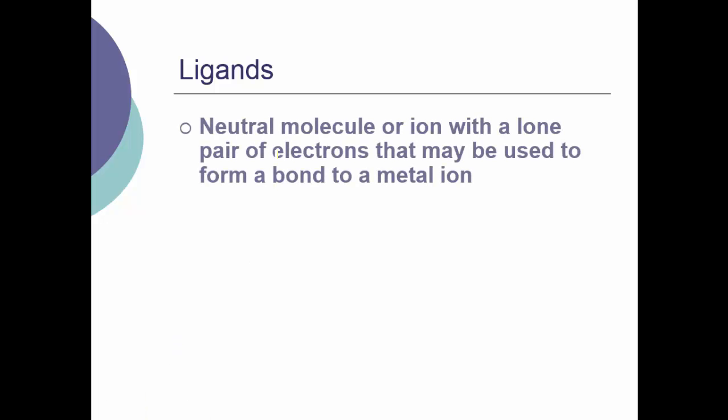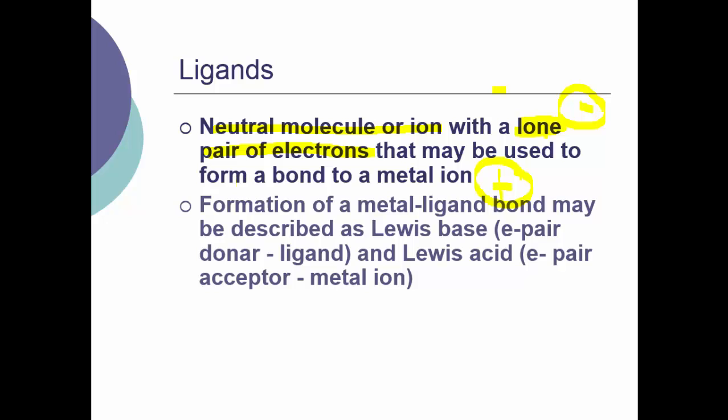Now, ligands are a neutral molecule or ion with a lone pair of electrons that may be used to form a bond to a metal ion. So that lone pair of electrons is going to be negative, and it's going to be attracted to the positive metal ion. So it's not necessarily a bond as much as a kind of dipole interaction between those two particles. Now, the formation can be described as a Lewis base and Lewis acid reaction.